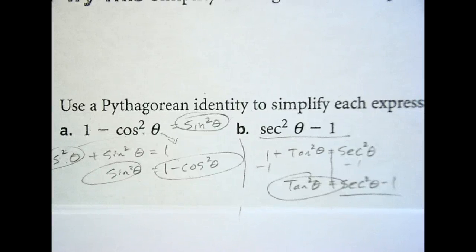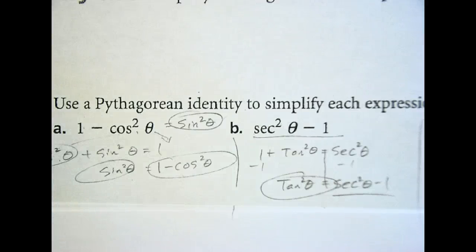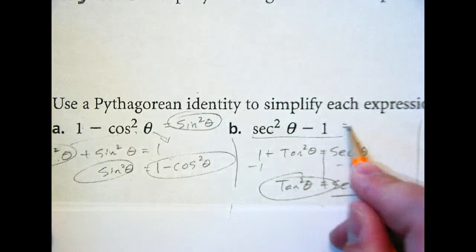Okay? Questions there? Go ahead, Megan. Is that the full linear answer? Tan squared theta is my answer. Oh, because this and this are the same thing. Yeah. So this equals tan squared theta.